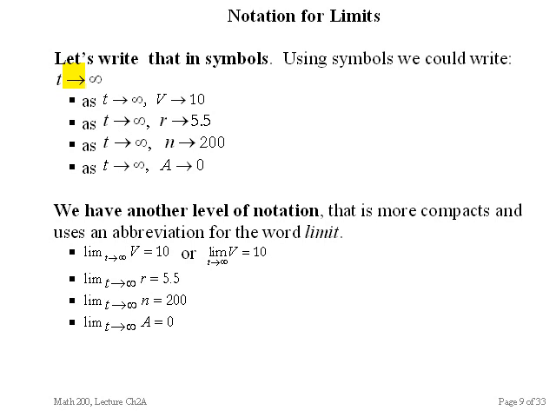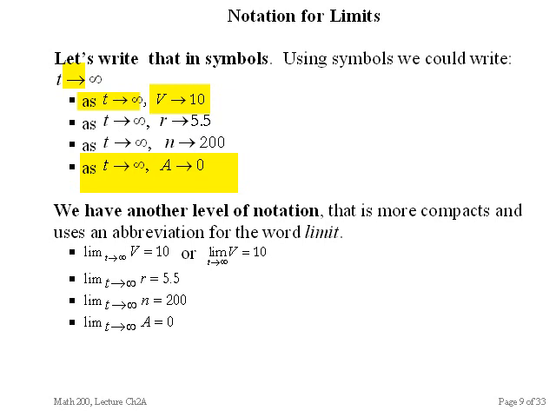So now instead of writing out words, we just say as t approaches infinity, and you have to write the word as because that identifies which one is the independent variable. As t approaches infinity, now we can use the arrow again, v approaches 10. And similarly for all of the others. As t approaches infinity, the amount of radioactive material approaches 0. This is one way to write limits. You'll see limits written this way quite frequently.